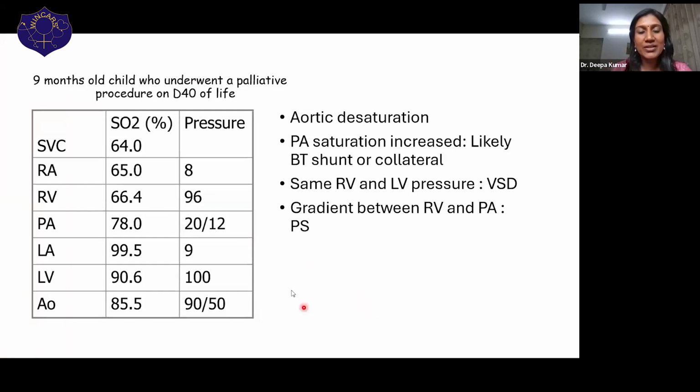I just put some questions. I don't know if it is a little tough. So this was a 9-month-old child who underwent a palliative procedure on day 40 of life, and suddenly has come back now. Oh, I've written the answers as well.